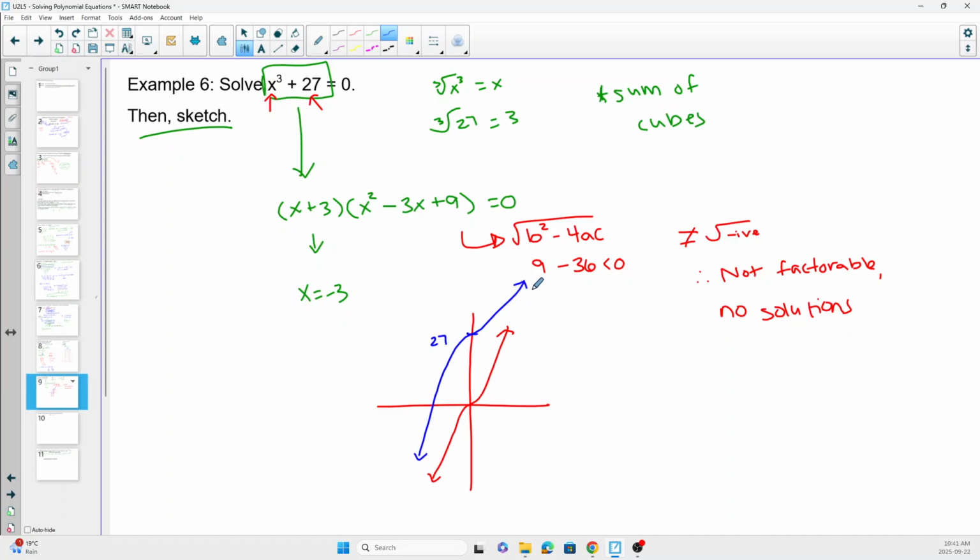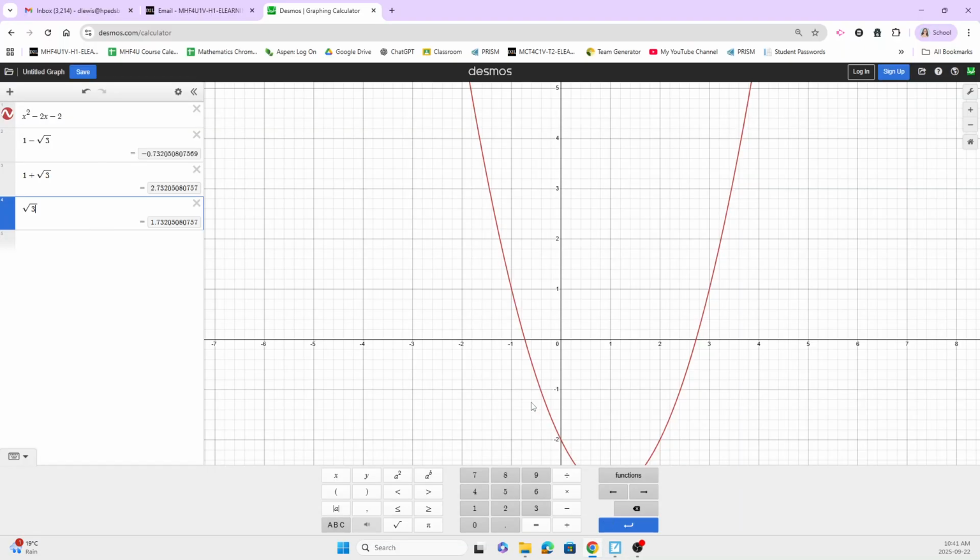Because it's an odd degree polynomial, it still has to cross the x-axis, and that location is now no longer at 0. It is now happening at, in this case, x equals negative 3. And again, we could go back over to Desmos and see what happens when we have x to the power of 3 plus 27. The whole function just shifts up.